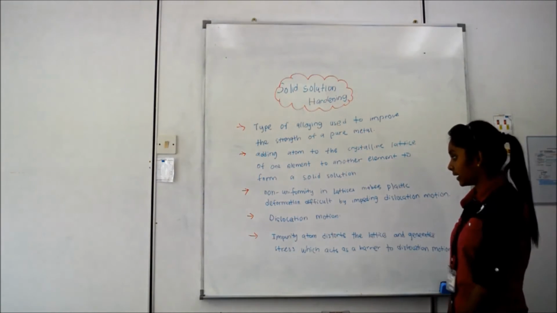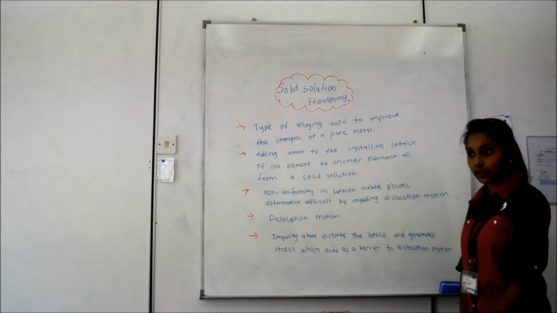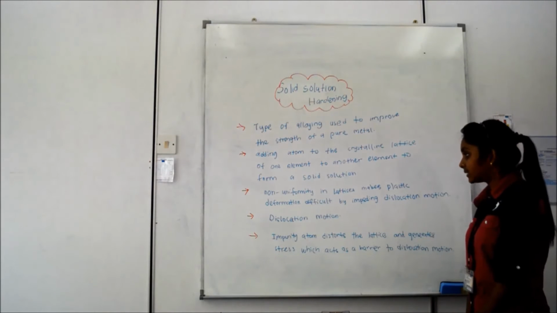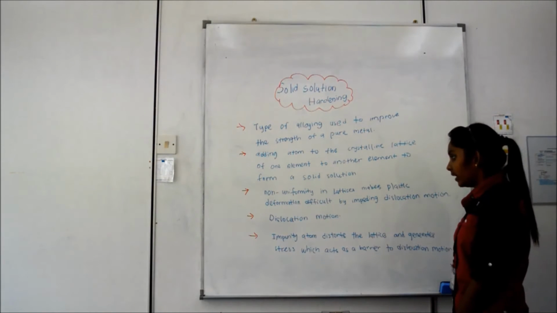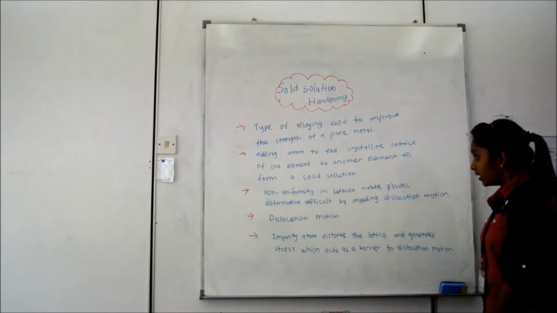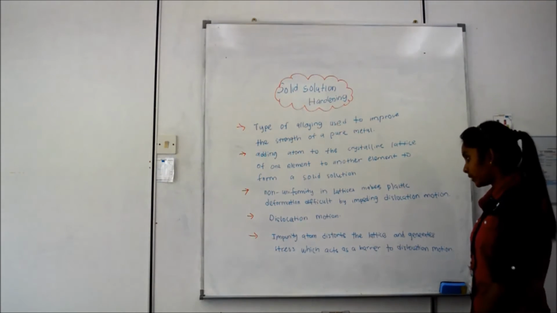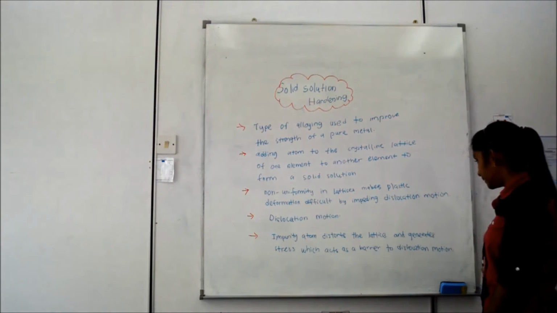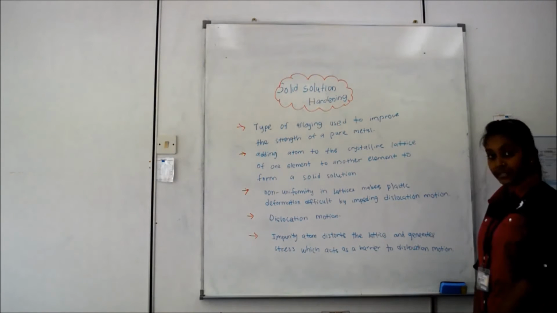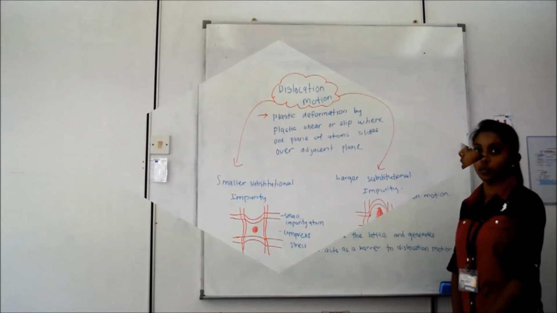Dislocation motion is divided into two: first is smaller substitutional impurity, second is larger substitutional impurity. And at last, the metal is hardened by impurity atoms which distort the lattice and generate stress, which acts as a barrier to dislocation motion.